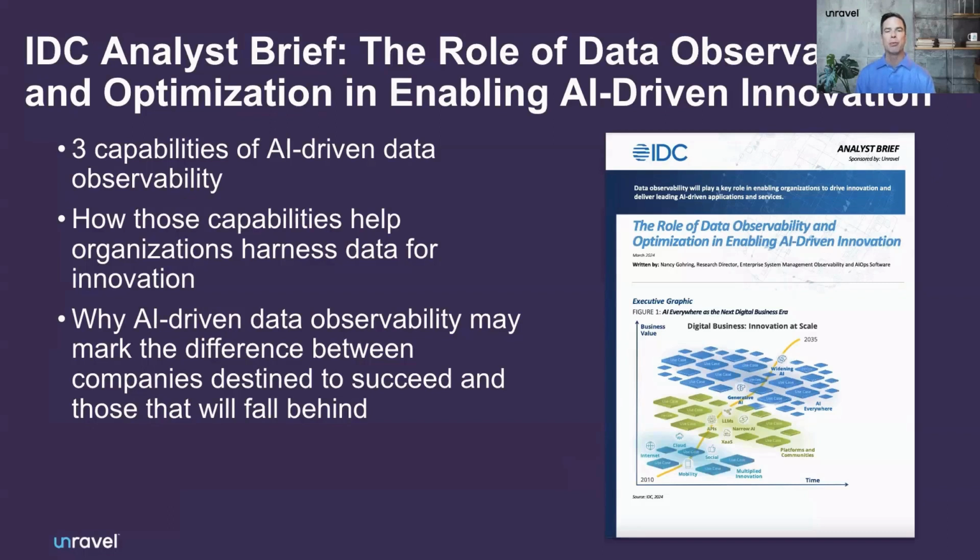For example, this brief defines the key aspects of data observability and highlights the role of data observability in enabling AI-driven applications and services. So by sharing this brief with your leadership, you can help them understand the three key capabilities of AI-driven data observability and how those capabilities will help you and your team harness data for innovation, and why AI-driven data observability may mark the difference between companies destined to succeed and those that will fall behind.